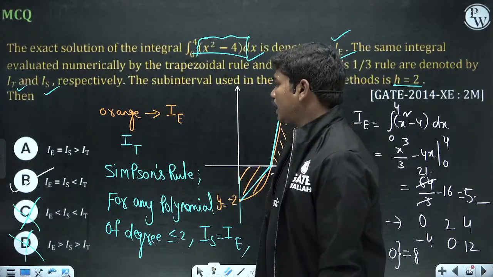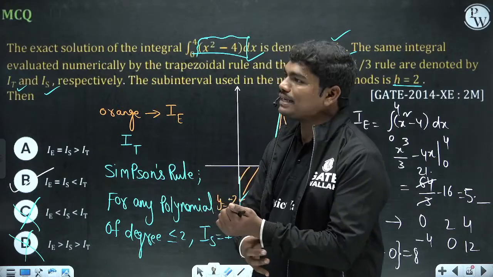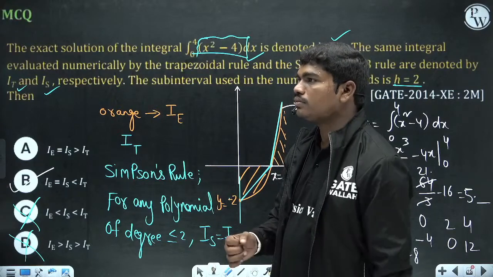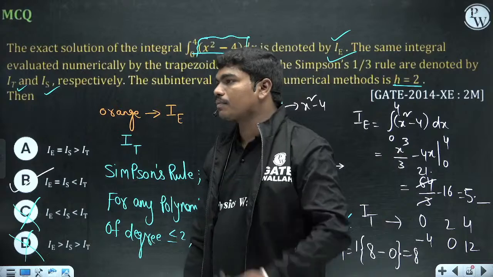Okay, so IE is equal to IS, but both these values are actually less than the trapezoidal value. So B is the correct answer. Yeah, B is basically the correct answer. Okay, B is the correct answer, of course.